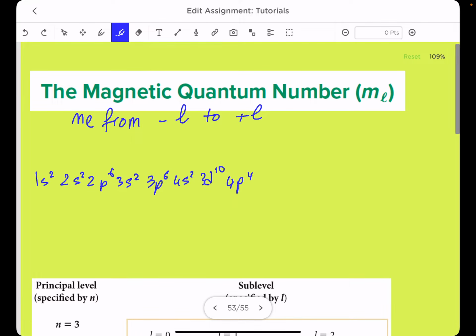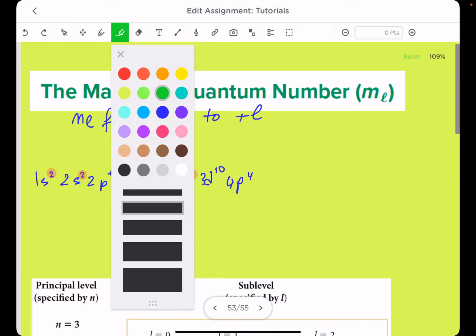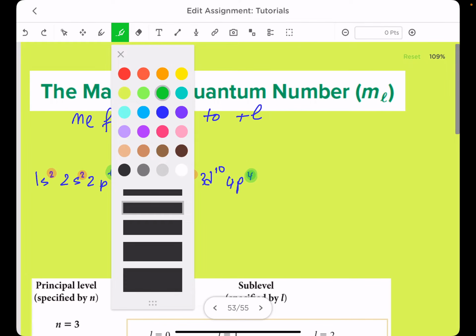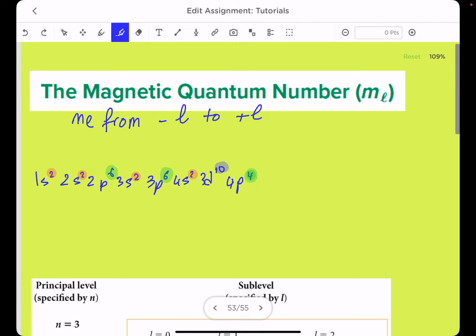Now, why do we only write 2 every time we have S? That's the first question. Why do we only write 6 or less than 6 when we have the P? Or why do we write 10 next to the D? This is related to ML. So again, ML describes the orientation of the orbital in space, and the value of ML depends on the value of L. It's from minus L to plus L. So let's explain it.